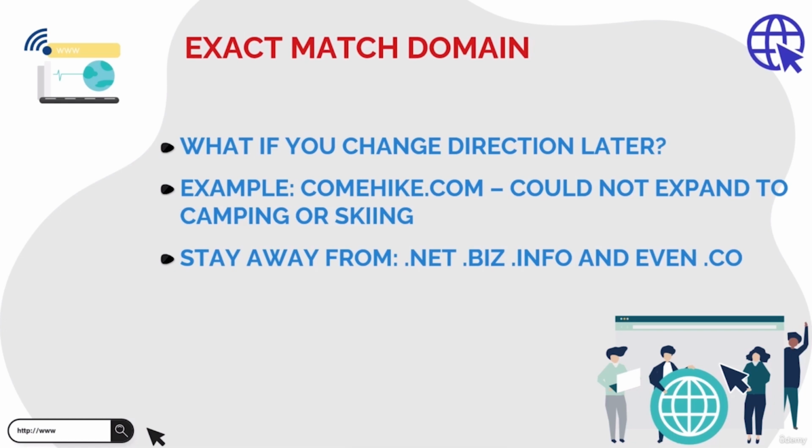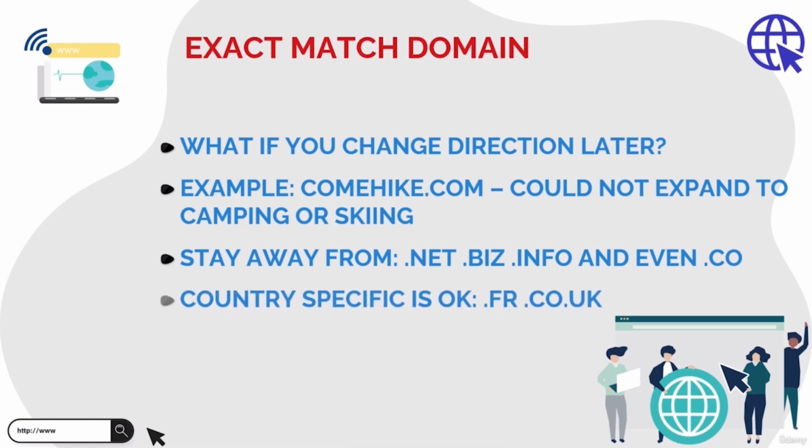And one caveat is country-specific domains are okay. So in France, it would be .fr. In the UK, it would be .co.uk. There are far more domain names available with those extensions than .com. So it's easier to get a great domain. Of course, that's only if you're doing business in France or in the UK. If you're doing a US-based business, it doesn't make sense anymore.